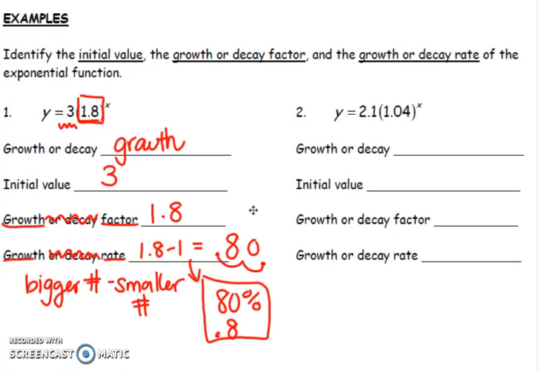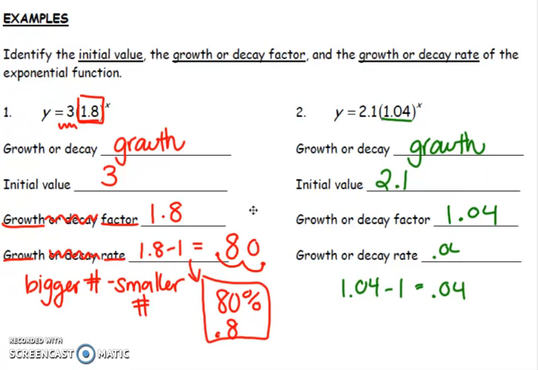Let's look at number 2. So in number 2, again, I look in my parentheses to determine if it is a growth or decay. That number is bigger than 1, so it is going to be a growth. Your initial value is the number outside the parentheses. Your growth factor is the whole number in the parentheses. And then to find the rate, since that number is bigger than 1, I would do 1.04 minus 1 to get 0.04. So you can say 0.04, or we can turn that into a percentage by moving it twice, and so that's the same as 4%. So the rate would be 0.04 or 4%.